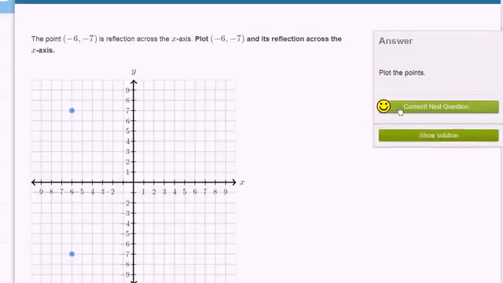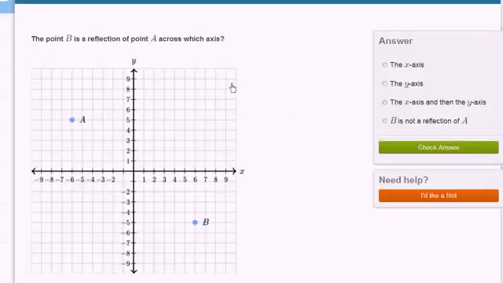Let's check our answer. Let's do one more. The point B is a reflection of point A across which axis? So let's think about this right over here. This is at the point -6 comma 5. This is at the point -5 comma 6. So let's see. It doesn't look like it's only one axis. If I were to reflect this point across the y-axis, it would go all the way to +6, 5. So it would go all the way right over here. So if I reflect A just across the y-axis, it would go there.